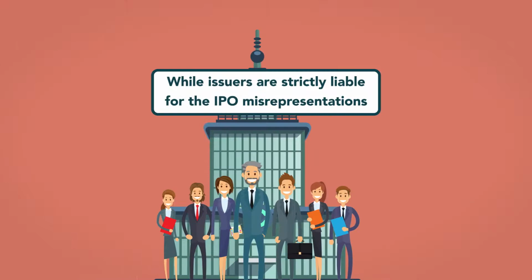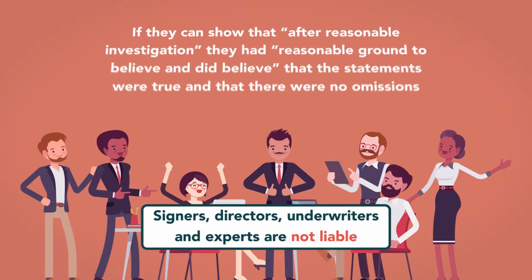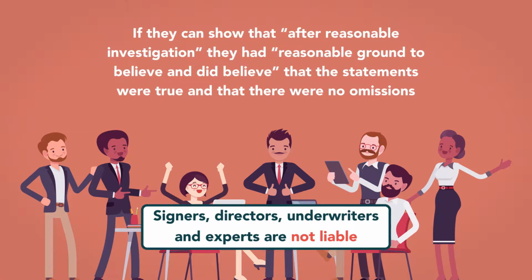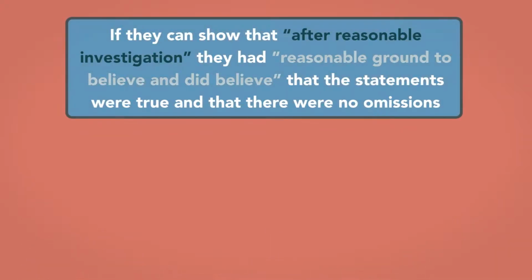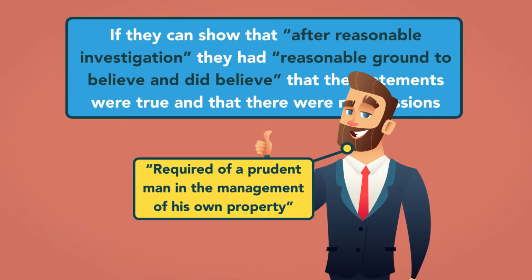While issuers are strictly liable for the IPO misrepresentations, signers, directors, underwriters, and experts are not liable if they can show that after reasonable investigation, they had reasonable grounds to believe and did believe that the statements were true and that there were no omissions. What constitutes a reasonable investigation and reasonable ground for belief is based on that required of a prudent man in the management of his own property.